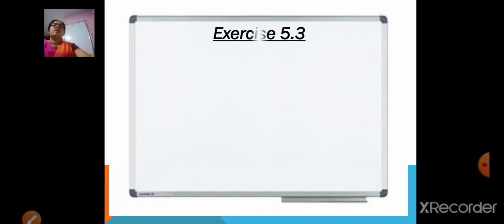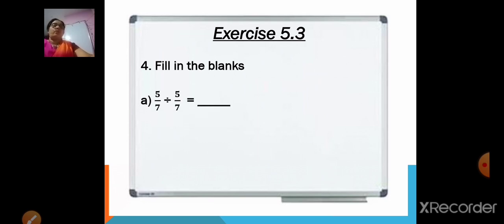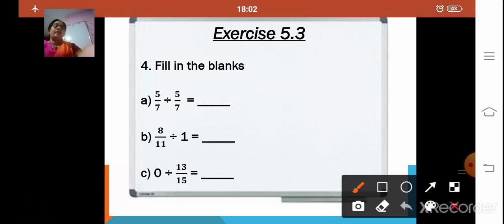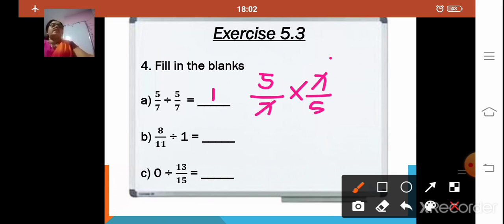Now based on this, exercise sums from your textbook, exercise 5.3, fill in the blanks, which you have to do in your notebook. Now the first one is 5 upon 7 divided by 5 upon 7. Now according to the property, if both the fractions are the same, your answer is 1. That means 5 upon 7 will be multiplied by the reciprocal of the second fraction, 7 upon 5. So 7 ones are 7 and 5 ones are 5. So your answer is 1.